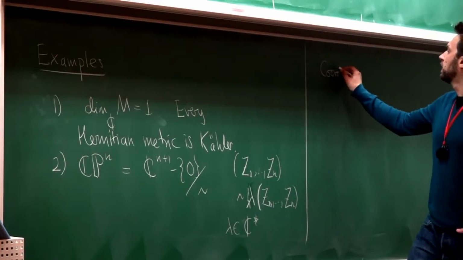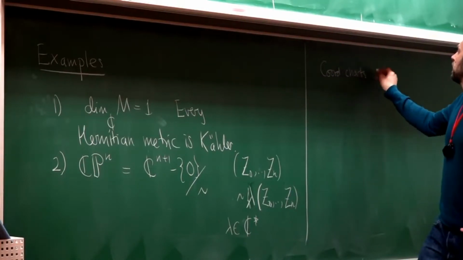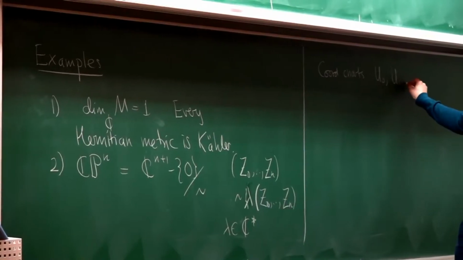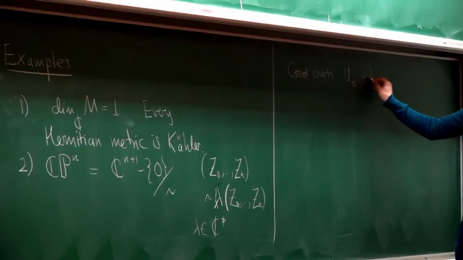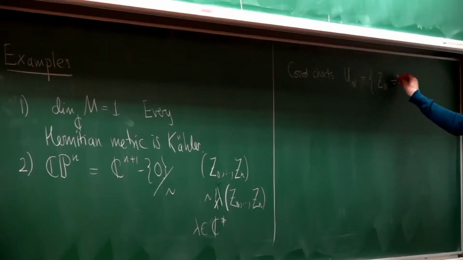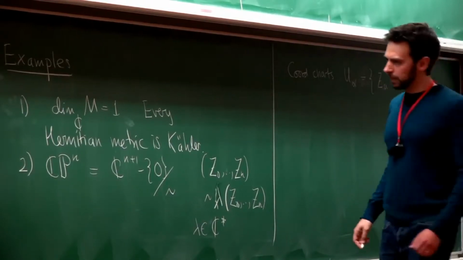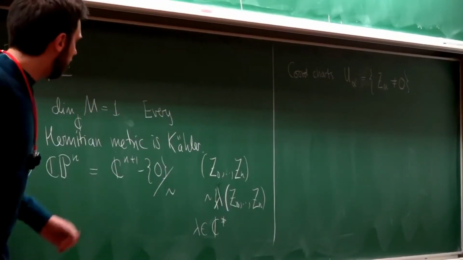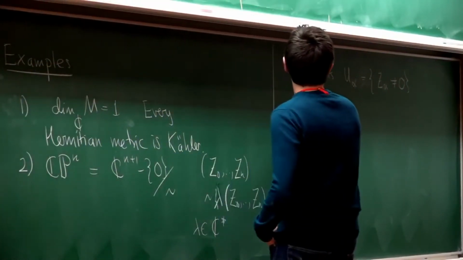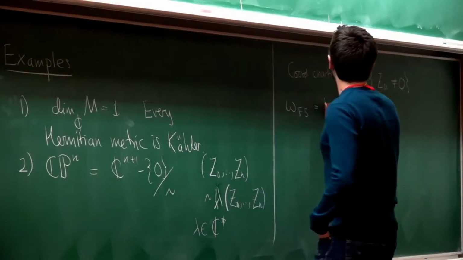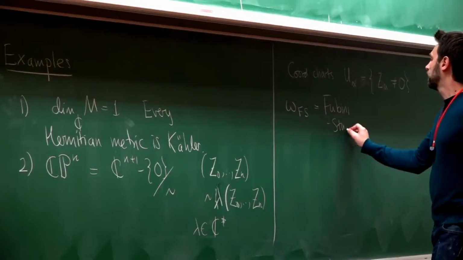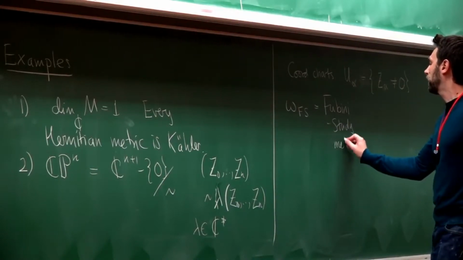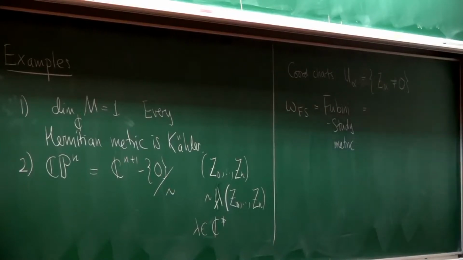You have coordinate charts U_0, U_1, and so on. Okay, so let's call them U_α, say, which is Z_α is non-zero. And there's a well-known metric, which is the Fubini-Study metric. So this is the so-called Fubini-Study metric. And let me define what it is in local coordinates.